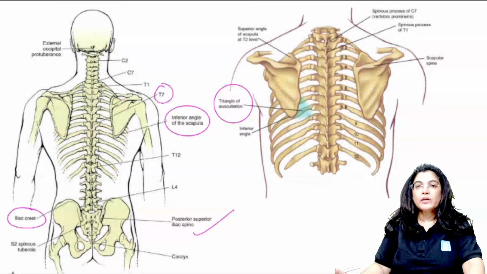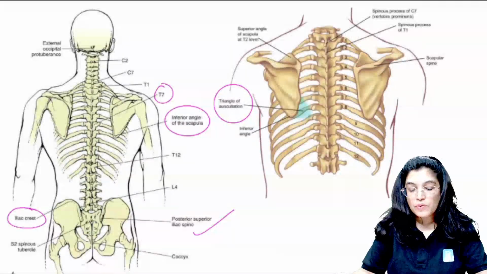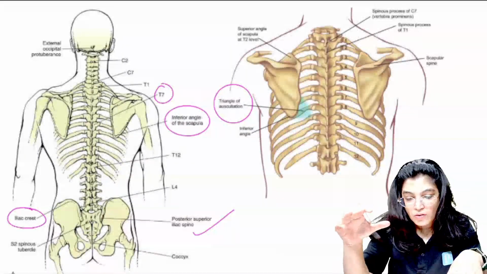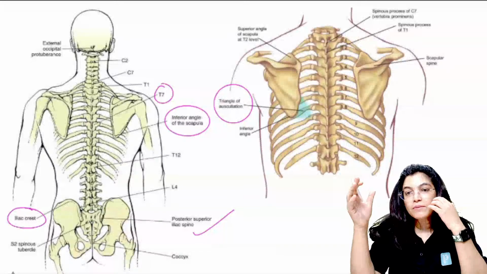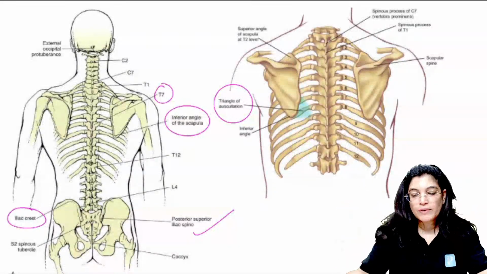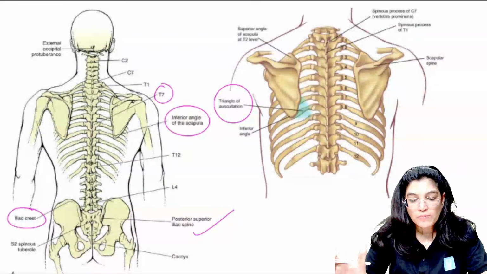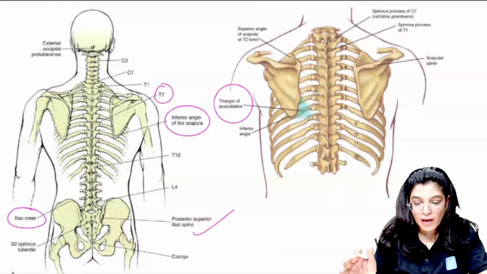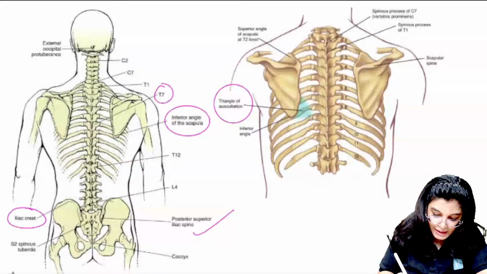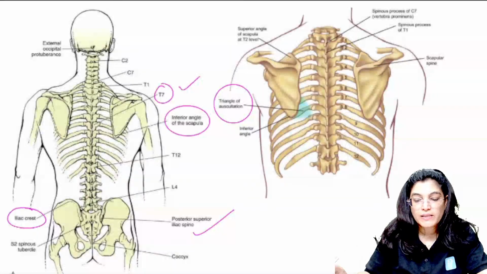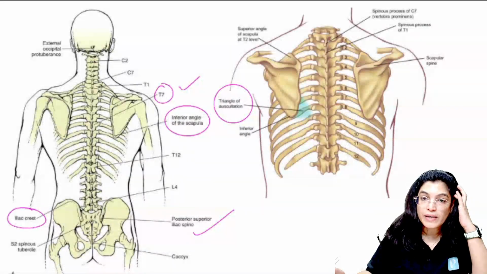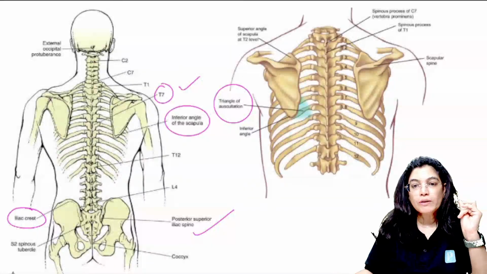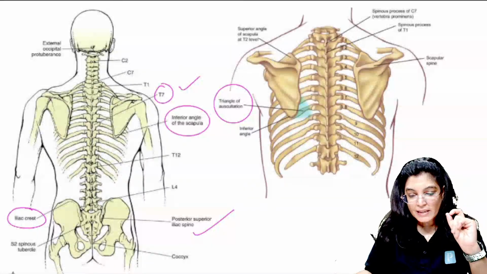So why am I showing you these landmarks? Because these few landmarks are important and are asked in examination. You should know that the superior angle of the scapula corresponds to the level of the T2 thoracic vertebra, and T7. In this diagram, you can see the 7th thoracic vertebra corresponds to the level of the inferior angle of the scapula. So a few important bony landmarks you have to understand, that is very important.